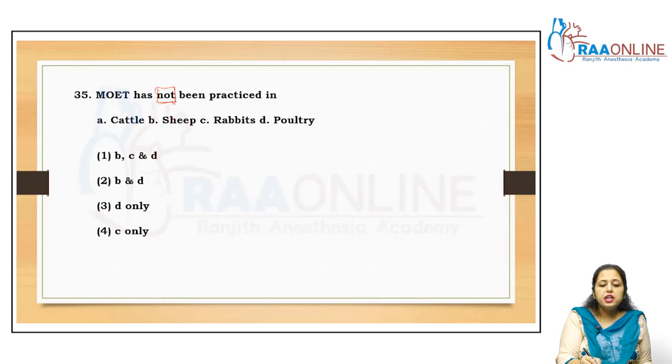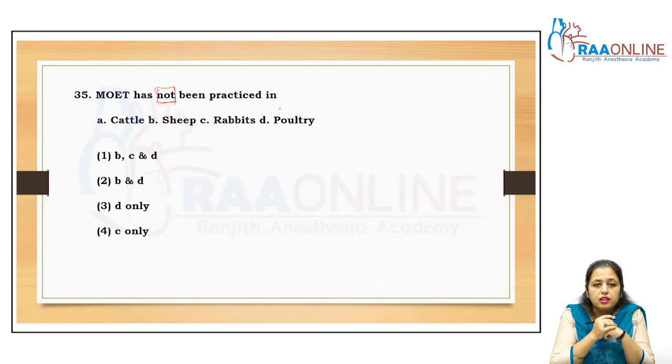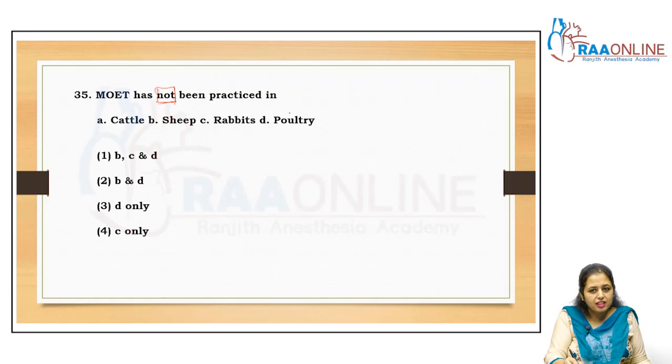Now come to the next question, that is MOT, multiple ovulation embryo transfer technology. It has not been practiced in cattle, sheep, rabbits and poultry, right? MOT is practiced in cattle, in sheep, and in rabbit also, but it is not practiced in poultry. So the answer is D only.